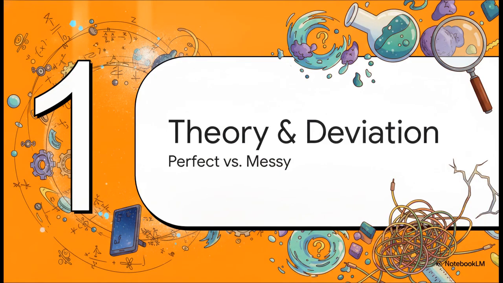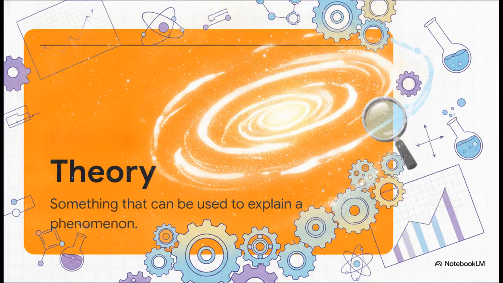All right, on to section 1, theory and scientific deviation, perfect versus messy. Let's lay some groundwork here and look at how science actually attempts to explain the world and why the real world doesn't always want to cooperate. At its core, any scientific pursuit has to begin with a theory. According to our source material, a theory is simply defined as something that can be used to explain a phenomenon. It's basically our baseline framework. You see something happen out there in the real world, and you construct a theory to explain why it happened.